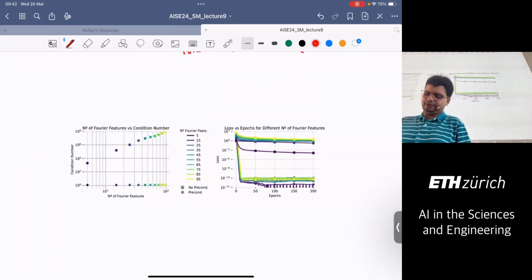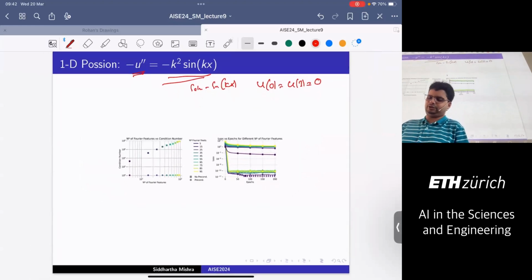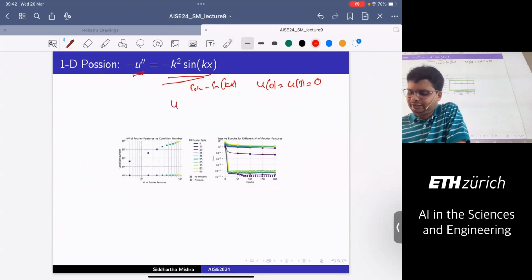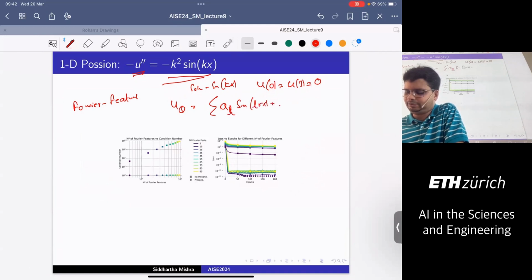If you take the condition number, in fact, I take an even simpler model. I don't even take a PINN. I don't even take a neural network. I take a very simple model. My u theta is going to be what is called parameterized Fourier features: a_l sine(l pi x) plus b_l cos(l pi x). These are what are called Fourier features. I think Ben also introduced them at some point.